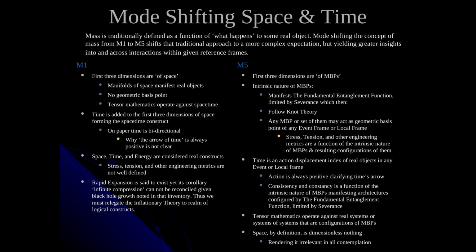Okay, so let's mode shift space and time, the concepts of space and time. Under M1, the first three dimensions are said to be of space. If they are of space, then we need to understand how manifolds of space manifest real objects. And that's when we have discussions about the space-time mass interface. Then we also have to have a discussion about geometric basis points. We already know that the space-time mass interface precludes the use of those. That's one of the reasons M1 will never accomplish unification.